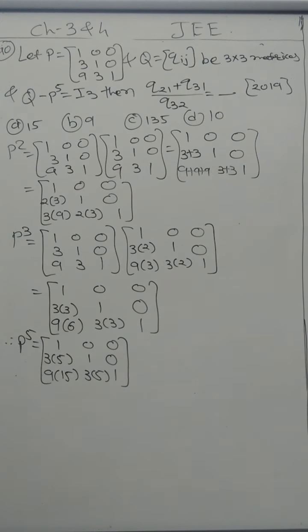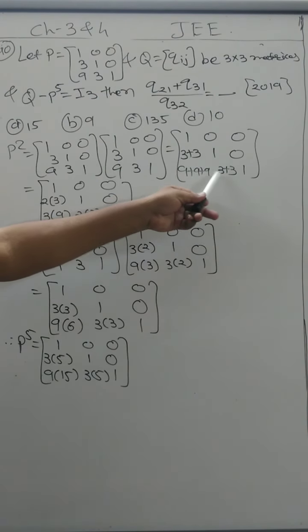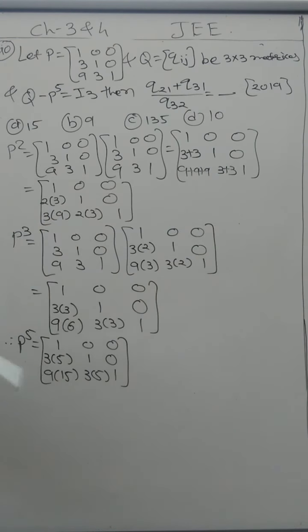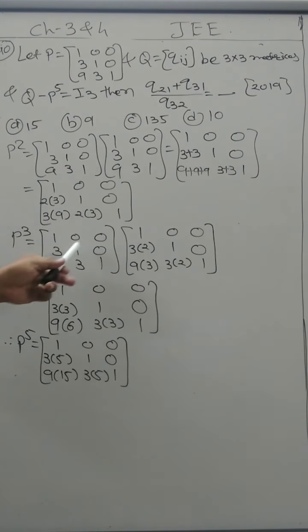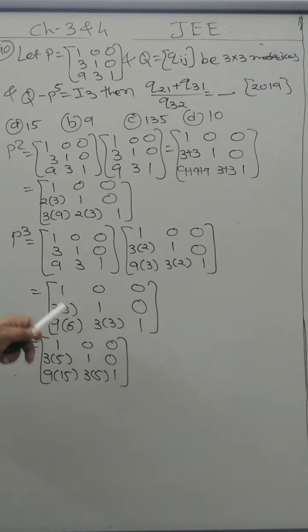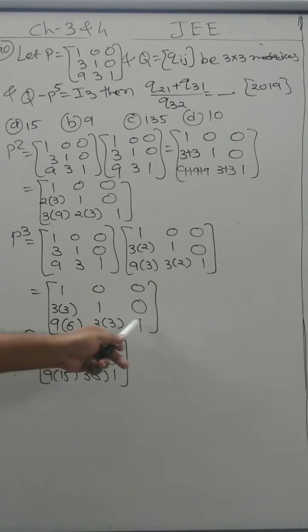Okay, then same way, so here 9 plus 9 plus 9, 3 plus 3, 3 plus 3 is there. Therefore we can say that either 3 into 2 or 2 into 3, and here 3 into 9. Now P cube, we want to obtain P cube, then it is P into P square. So P square is this one and P is this. Now from the resultant matrix is [1 0 0; 3 into 3, 1, 0; 9 into 6, 3, 3, 1].